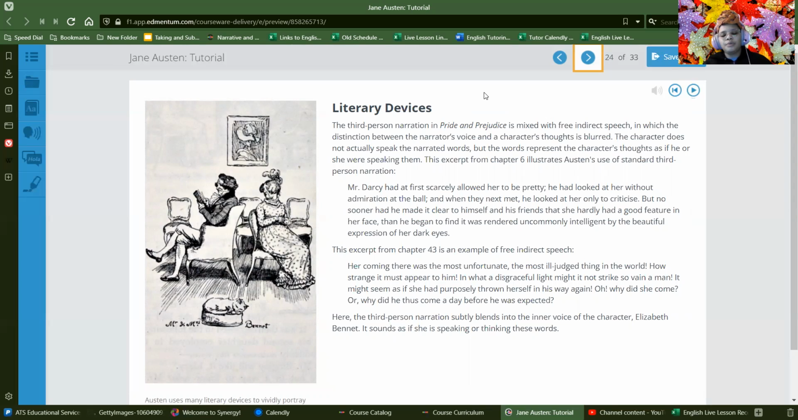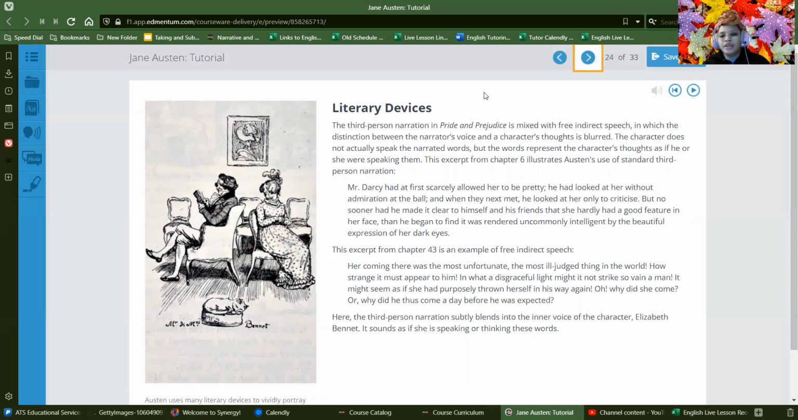The two that you want to remember are limited. So that's when you're focused on one or just a couple characters. And omniscient is when you know the thoughts and feelings of every single person in the story. Here, we just have third person narration. We get like a little bit of omniscience in here. We get to know a little bit of what the other characters are thinking and feeling whenever it's important.